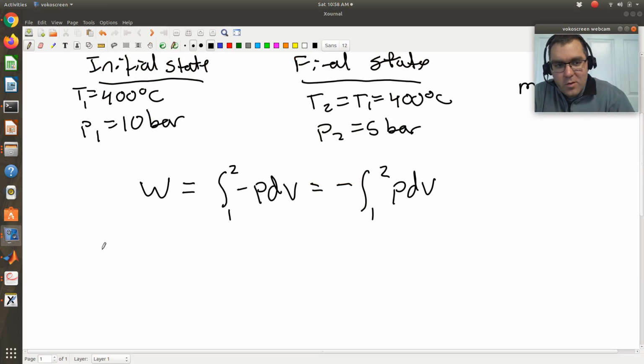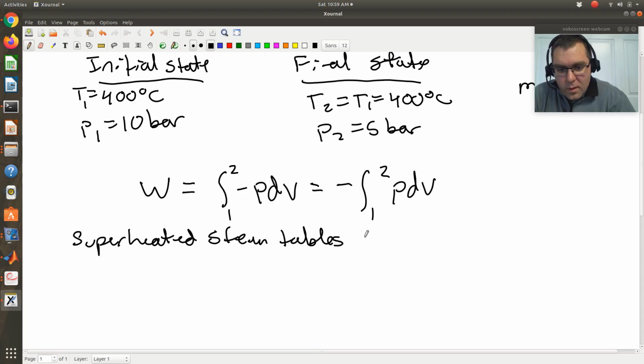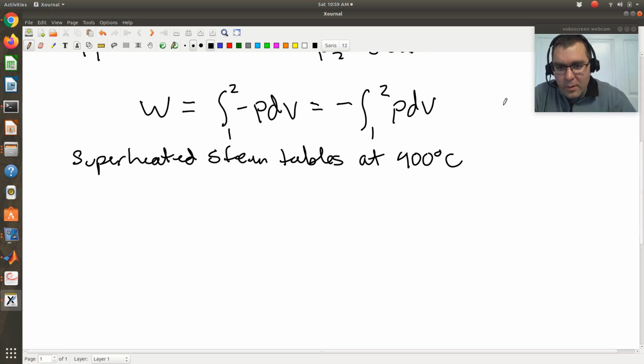Okay, so what I'm going to do is collect data. I need to integrate P with respect to V. So what I'm going to collect from the superheated steam tables, at 400 degrees C, is data for the relationship between P and V. Okay, so I'm going to collect data from P.